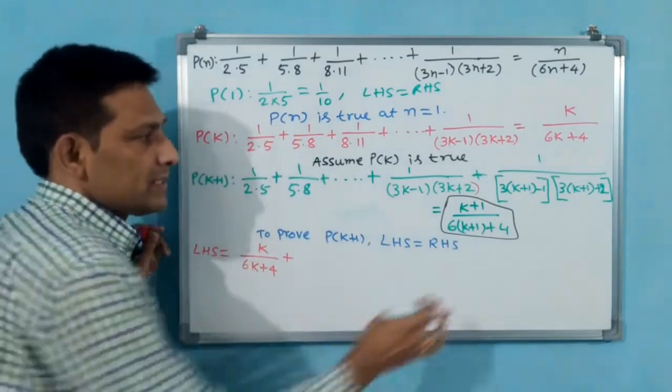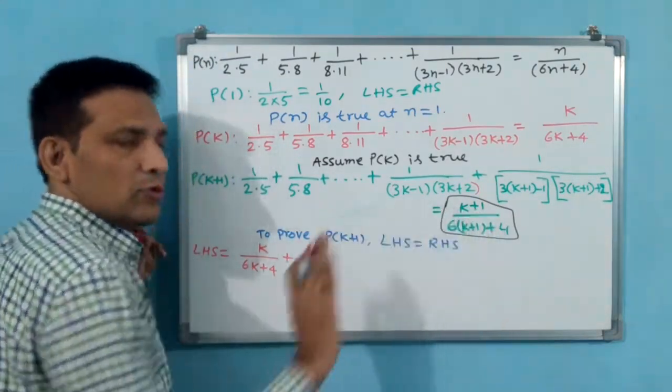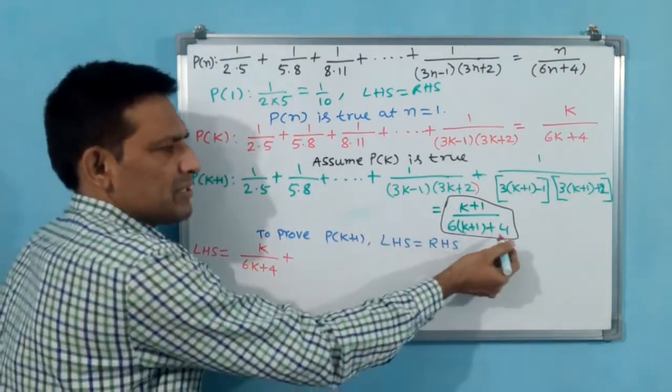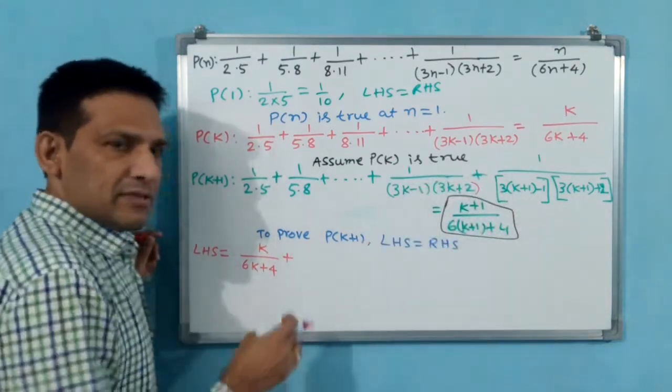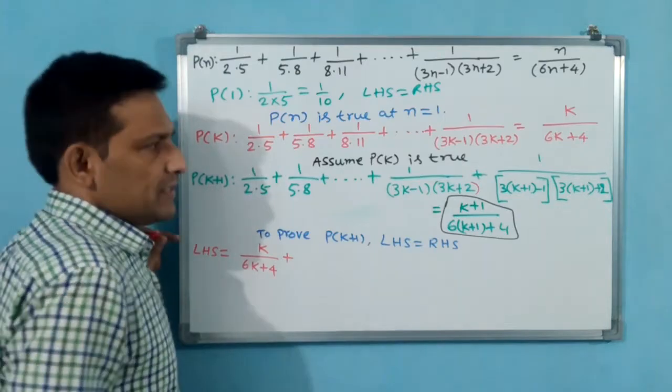You have to take only LHS. RHS you have to prove. RHS you don't disturb now. We know 6k plus 10 will come. That's all. K plus 1 by 6k plus 10 you have to bring from LHS.